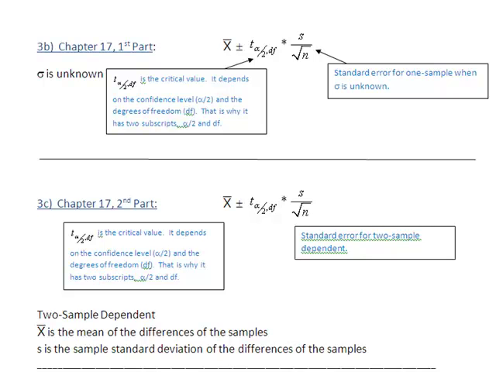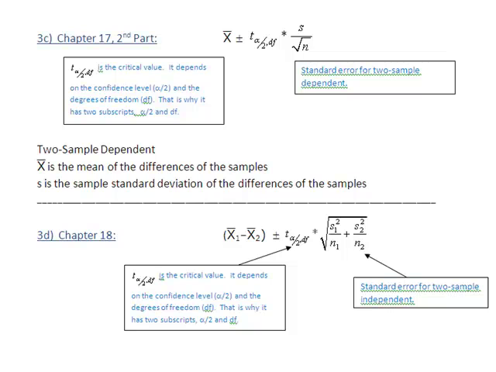Then we went to Chapter 18, and that's where we're working now, where we're looking at a two-sample problem, but the samples are independent. One sample does not depend on the other. We're not looking for a before and after or something to that effect. We simply take the mean of one group and the mean of another and look at the means of those two groups. So the one sample doesn't depend on the other one in its formation.